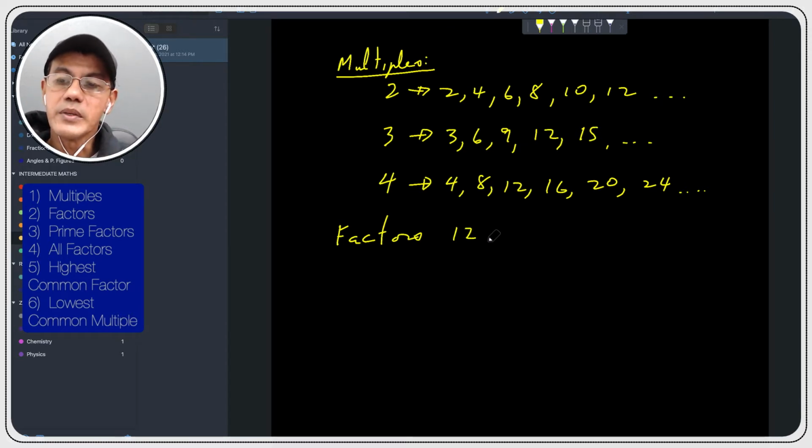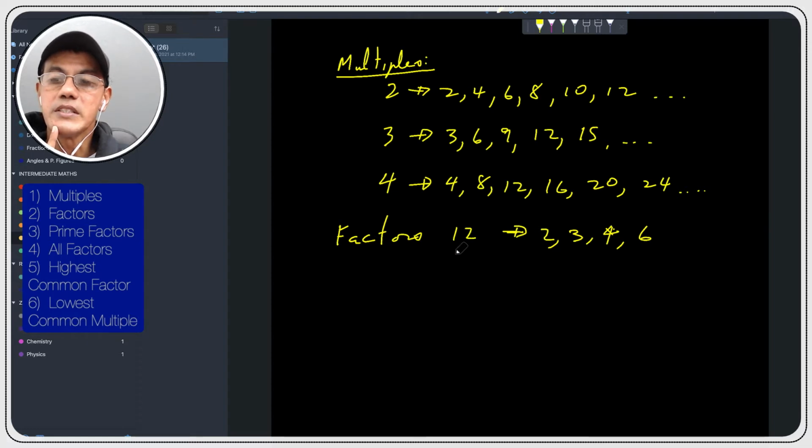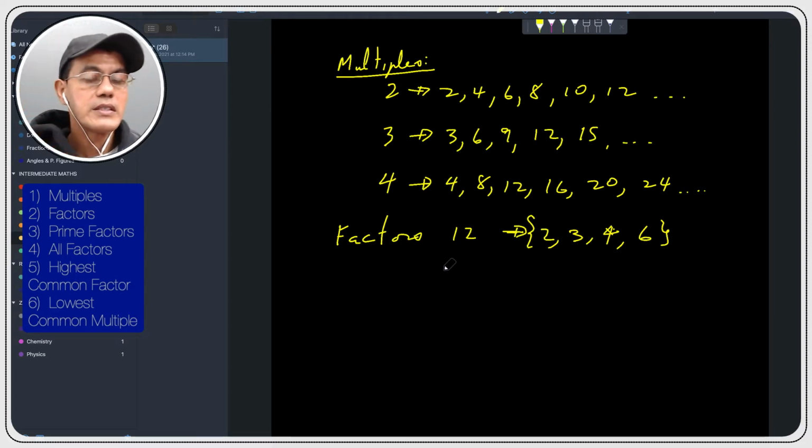We know 2 can go into 12. We know 3 can go into 12 without any remainder. We know 4 can go into 12. And we know 6 can go into 12, meaning 2 into 12 will be 6, 3 into 12 will be 4, 4 into 12 will be 3, 6 into 12 will be 2. So these are all factors of 12, right?